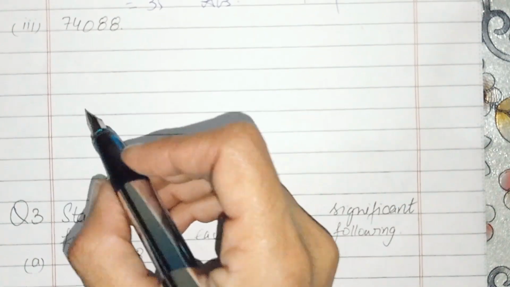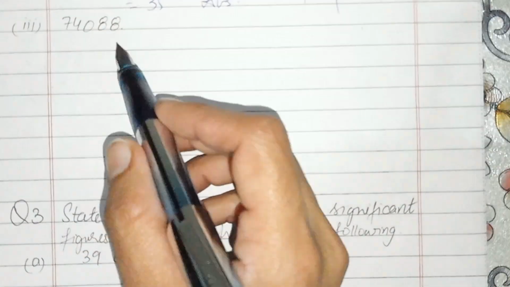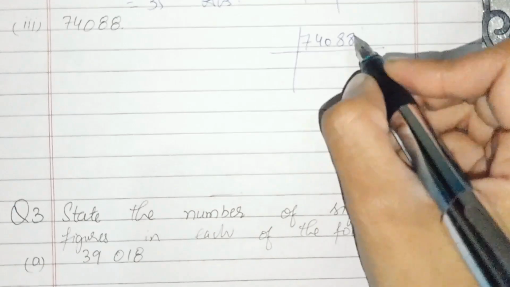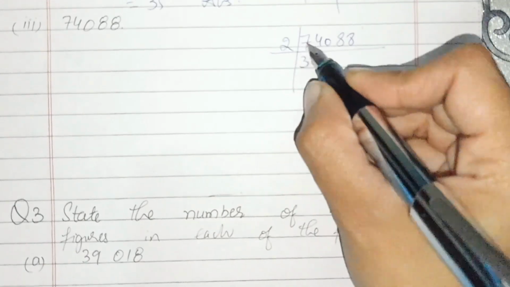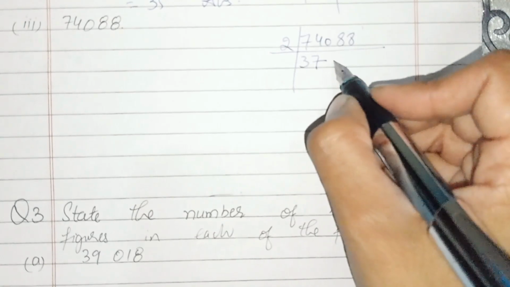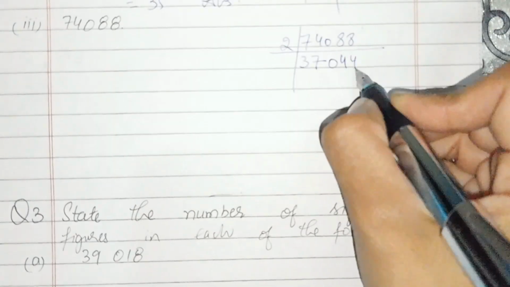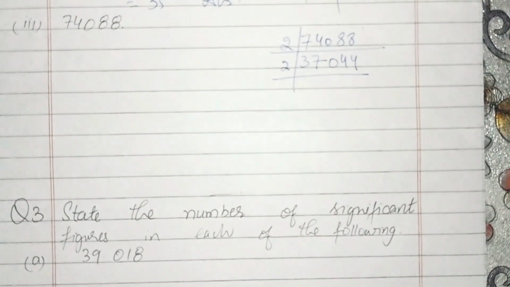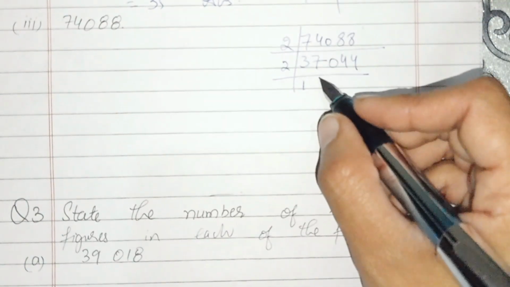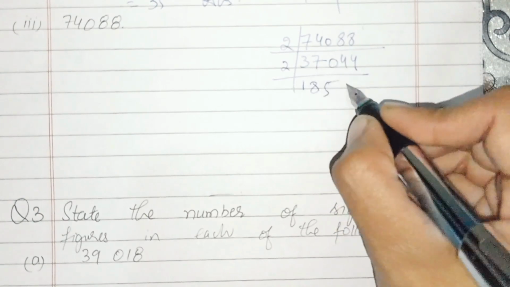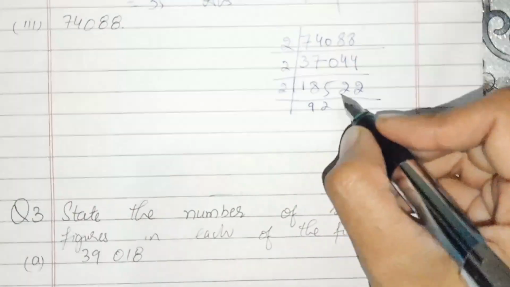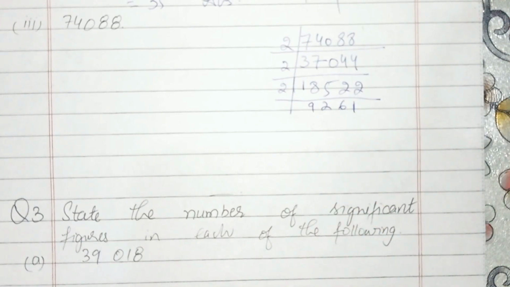Now part number 3. We also make the prime factorization of these values first, because there is 8 at the end. It comes in the table of 2. 2 times 3 is 6, 1, 7 and 0, and 2 times 4. 2 times 1 is 2, 1 carry, 2 times 8 is 16, and 1 carry 5, 2 and 2. Again it comes in the table of 2, 2 times 2 is 4, and 2 times 6, 1 times 2.